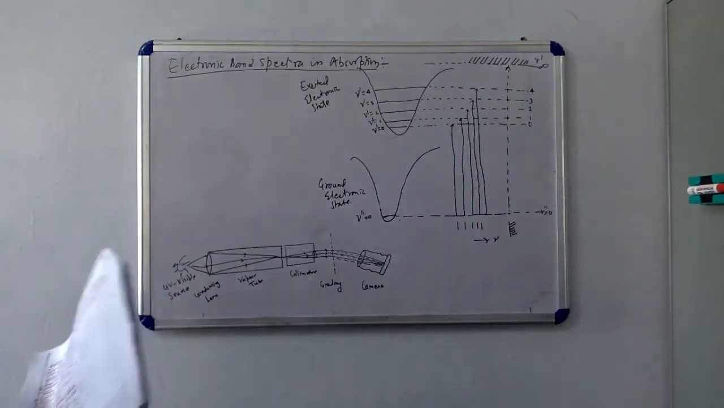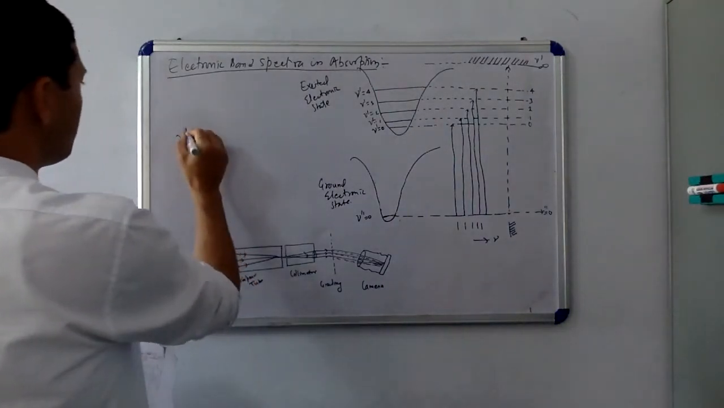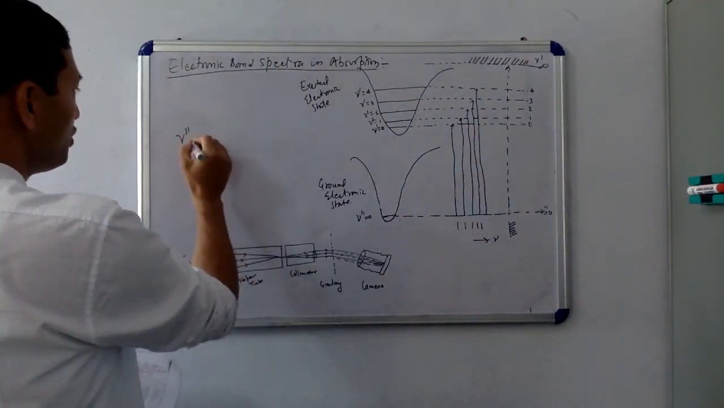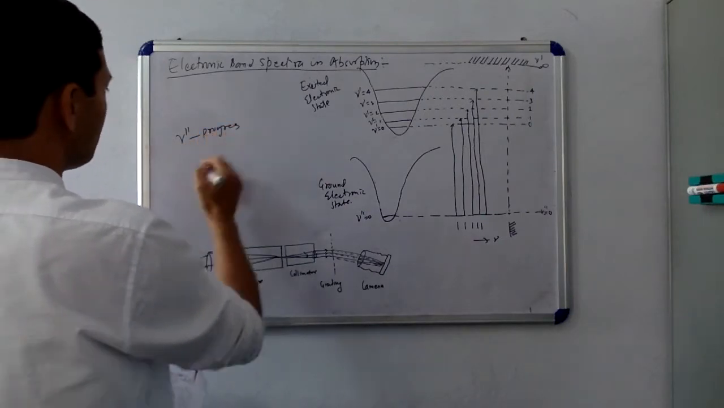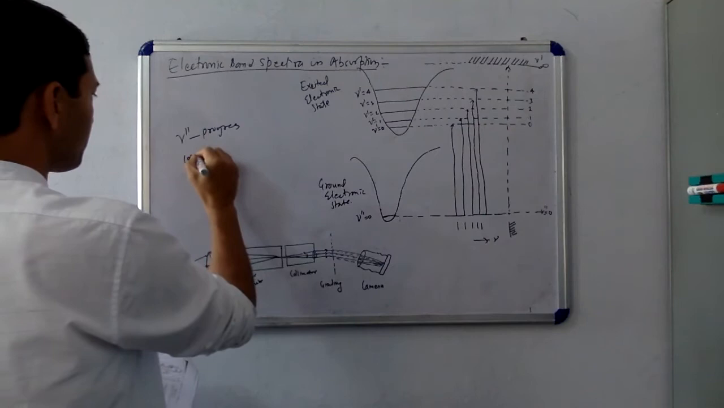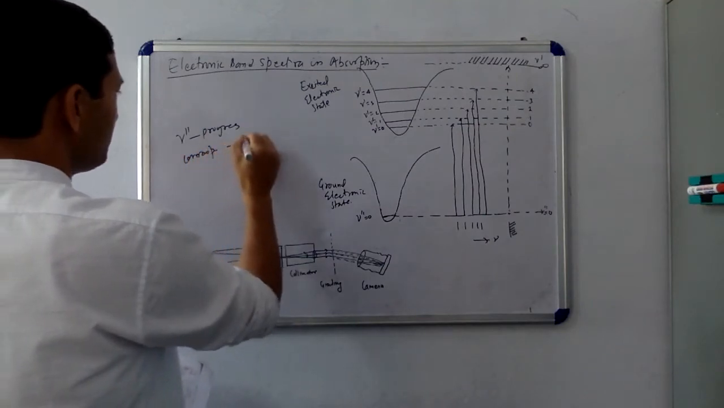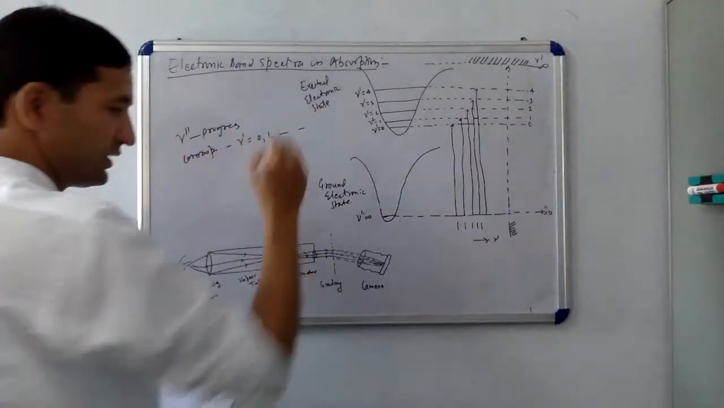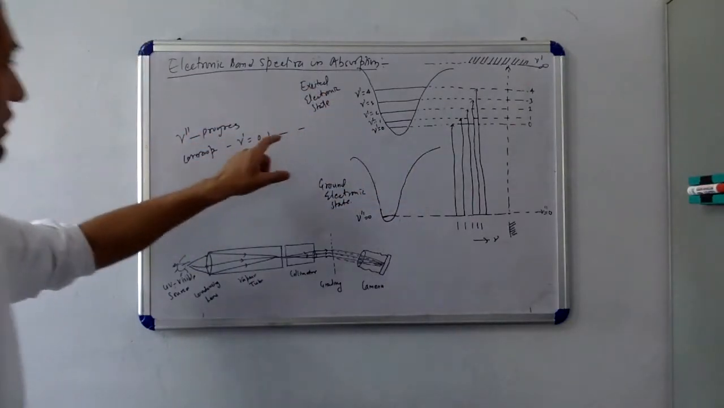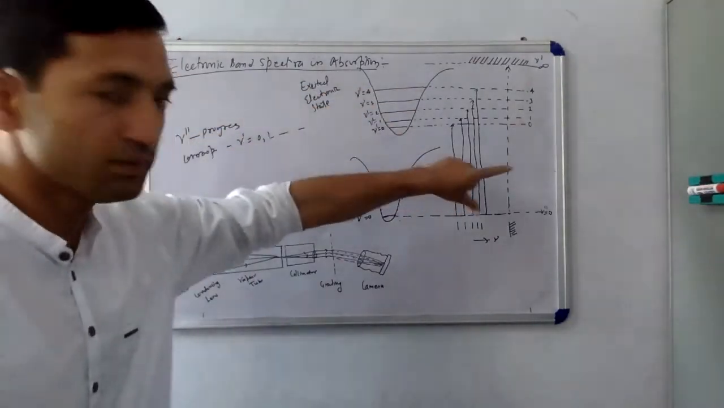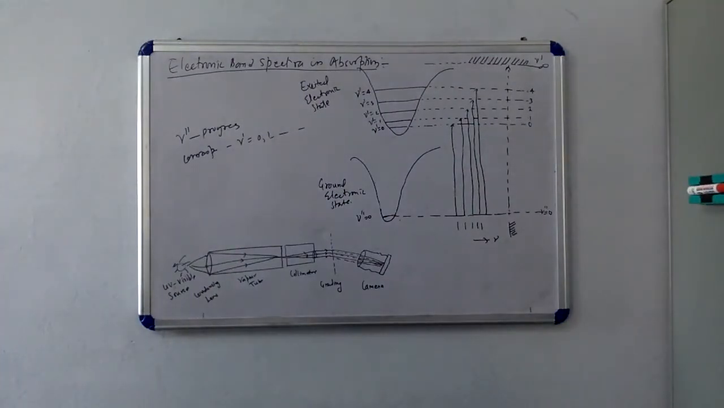So once you have an emission spectrum, you will get the ν′ progression corresponding to ν′ equal to 0, 1, 2, 3 and so on. Corresponding to 0 you have all the levels here, and corresponding to 1 you have all the levels of the ground state.